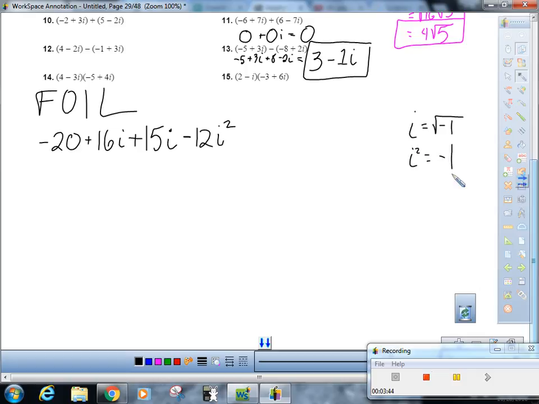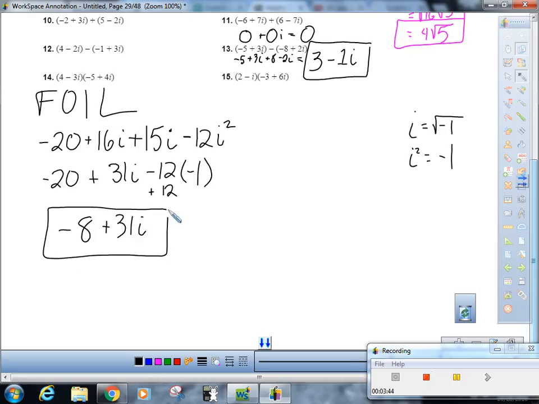It's -1. So now we're going to rewrite this as -20 plus 31i minus 12 times what? -1. Very good, Jameson. You just substitute in that -1 for i squared. For the rest of this homework, we're essentially going to try to get i squareds, because then we can get rid of the i and turn it into a -1. So this becomes a plus 12. Do you see that that's a plus 12? And what's plus 12 minus 20? -8 plus 31i is our answer.